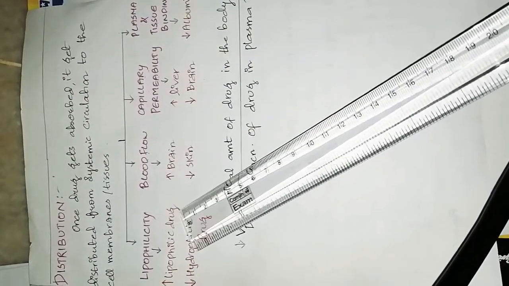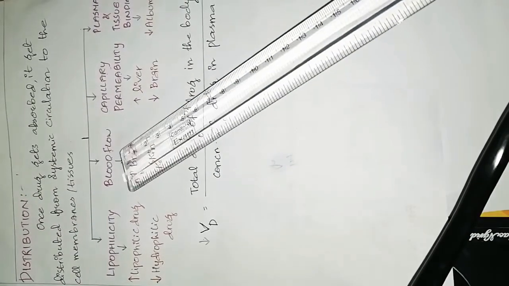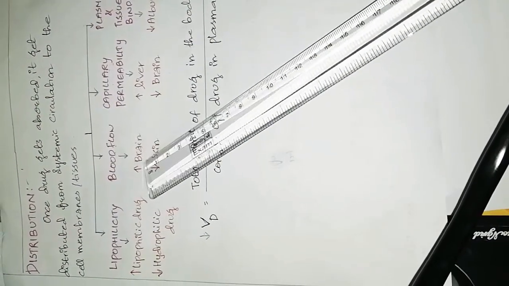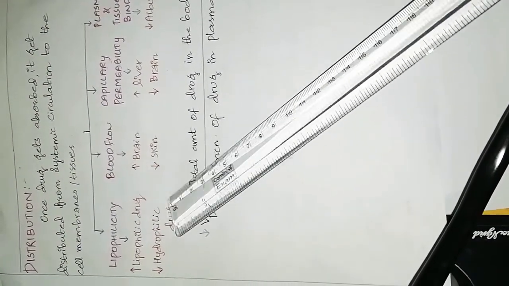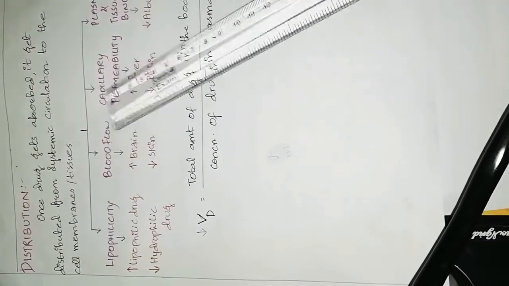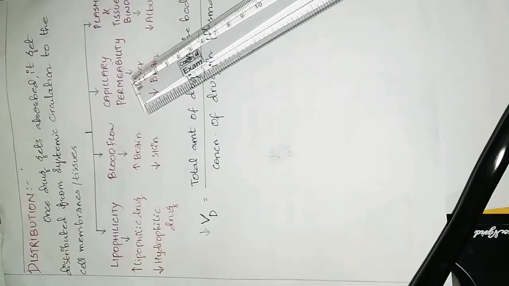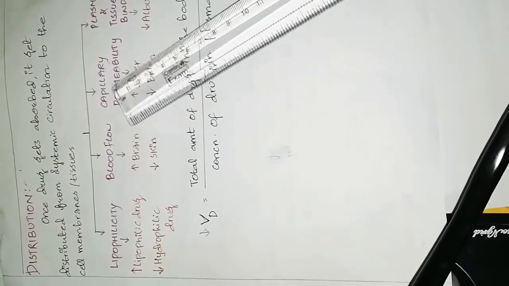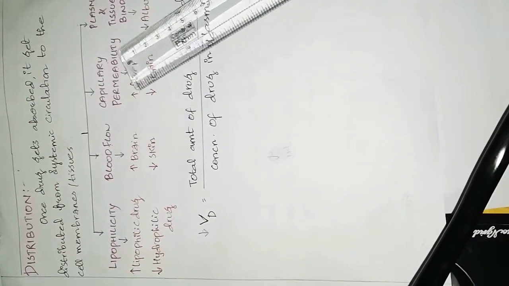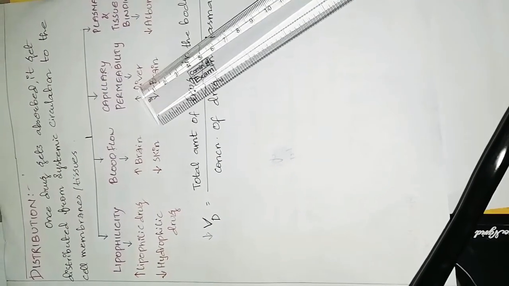First, coming to lipophilicity. Highly lipophilic drugs pass much more easily than hydrophilic drugs. Blood flow: some organs, such as the brain, receive more blood flow than the skin. So if a drug passes through the blood-brain barrier, it accumulates much more easily or faster in the brain than in the skin. So it is higher in the brain than in the skin.